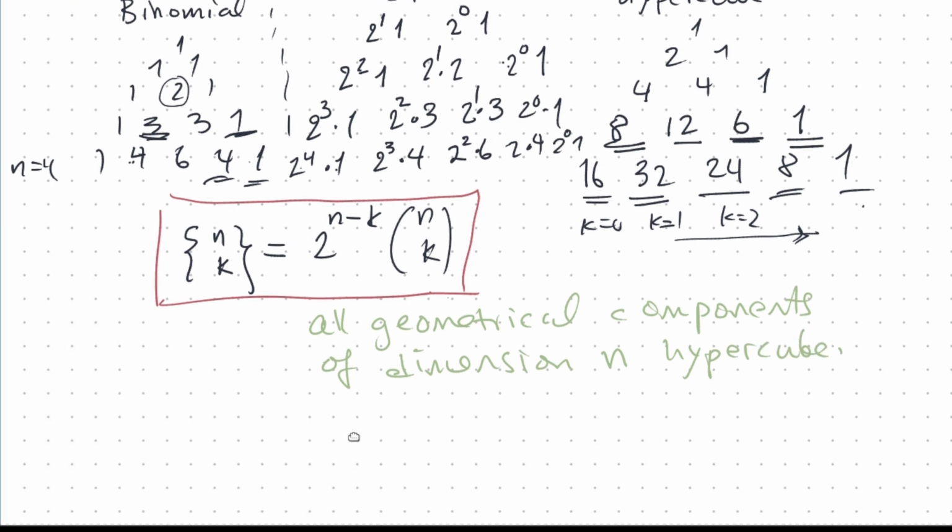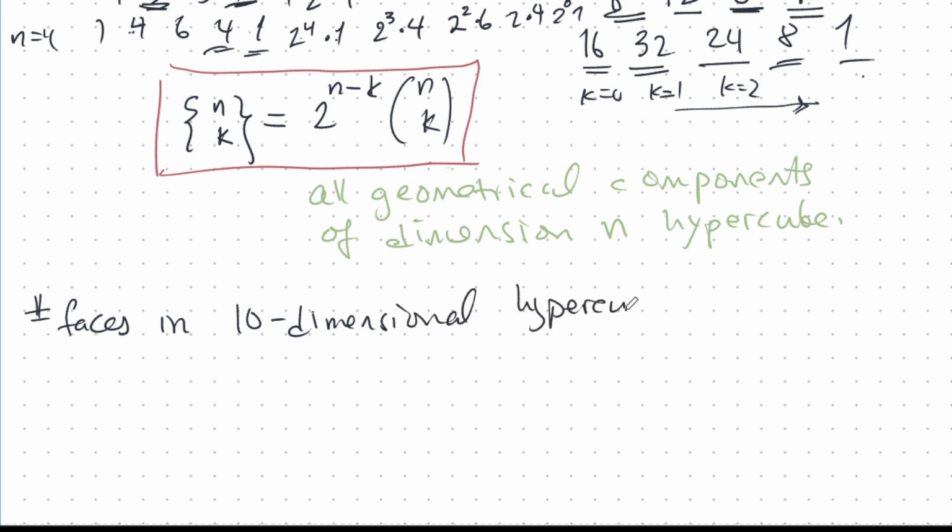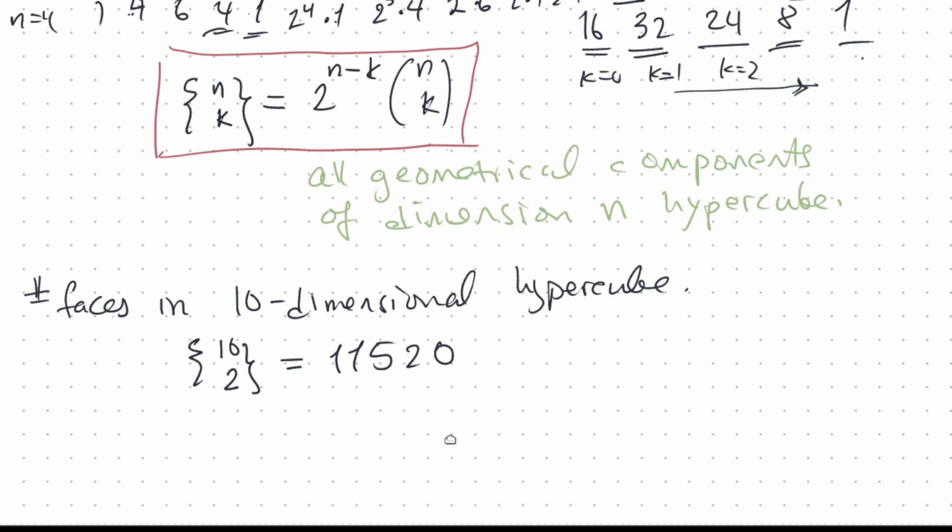As an example, let me calculate the number of faces in a 10-dimensional hypercube. Faces are 2-dimensional objects, and let's compute this. I just happen to know what it is: 11,520. There are 11,520 faces in a 10-dimensional hypercube.